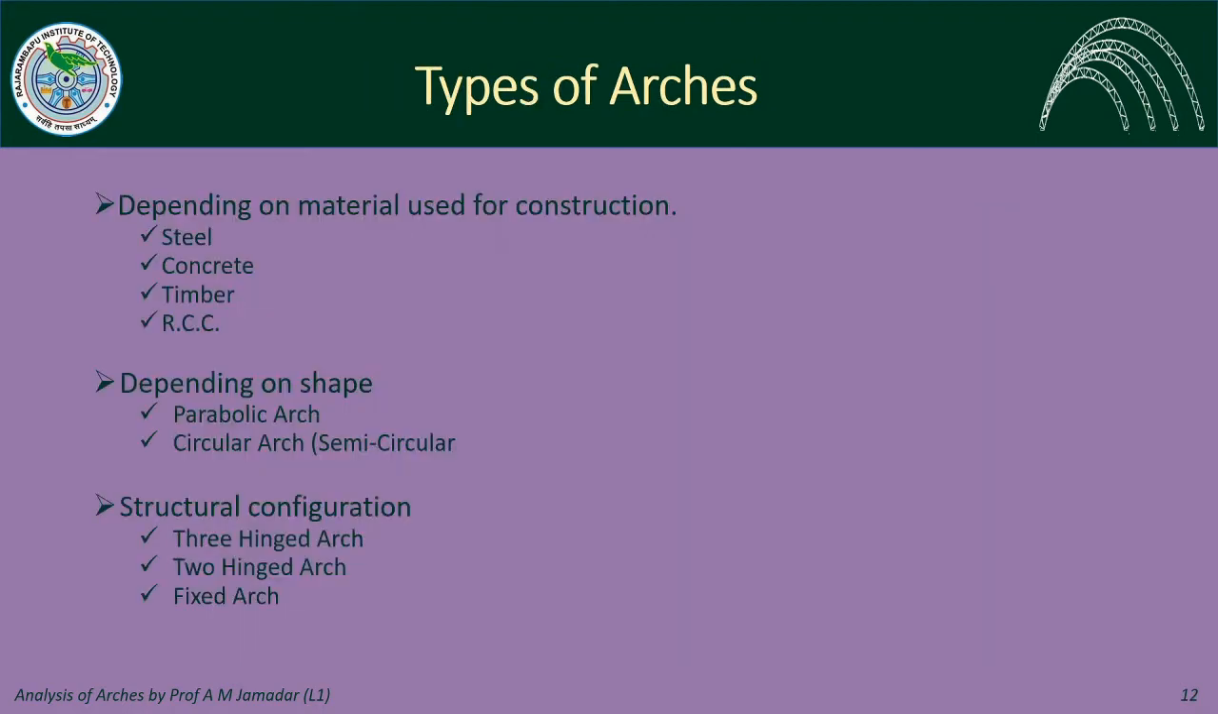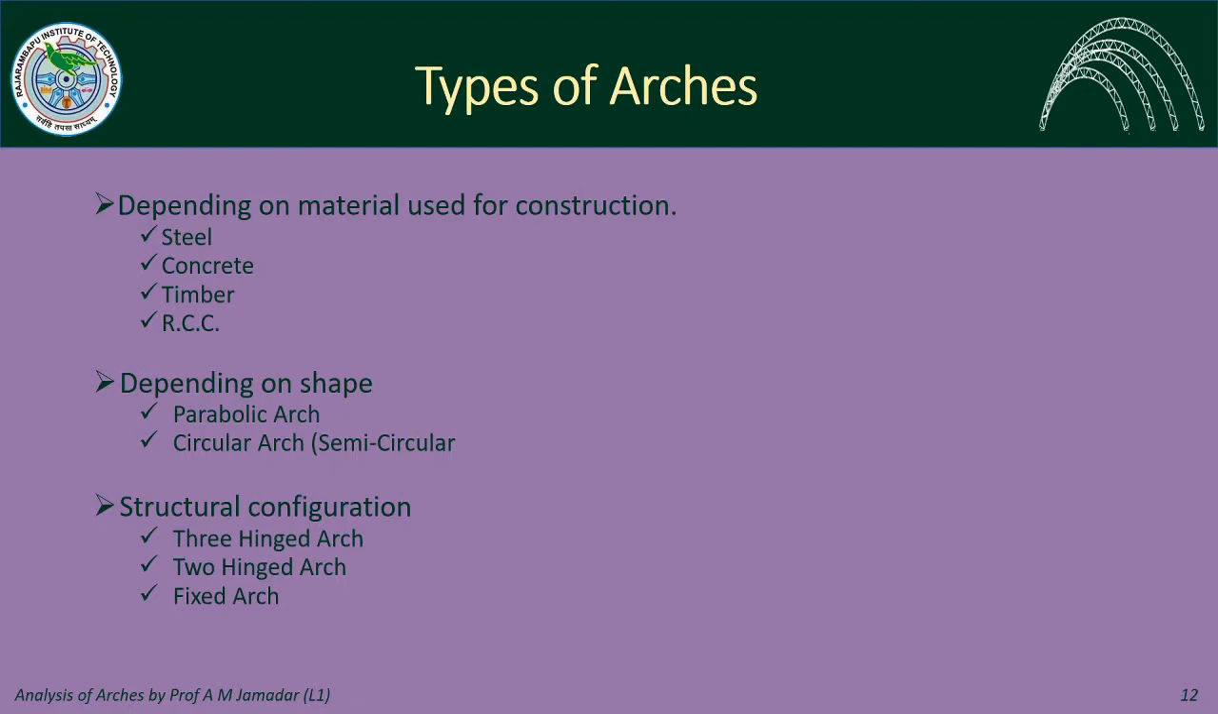So next is types of arches. Before going to types of arches, we will see the classification of arches. There are generally three classifications of arches, out of which we are interested only in the third classification, that is structural configuration. But just for information, depending upon the material used for construction, the arches are divided into four categories, that is steel, then concrete, then timber, or RCC, that is reinforced cement concrete. Nowadays, recently, some composite materials are also used for arches.